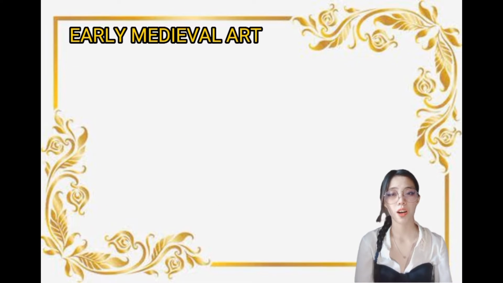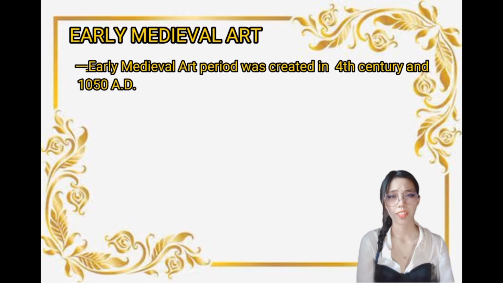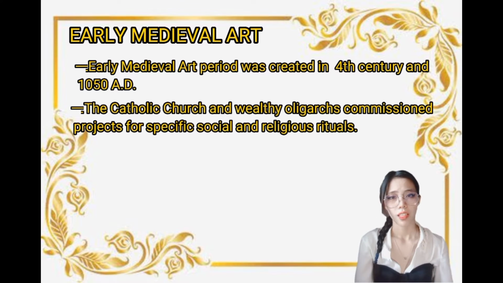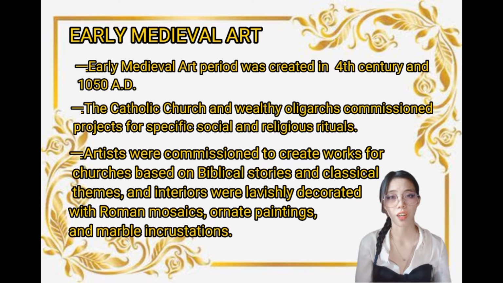So let's begin with the early medieval art. Between the 4th century and 1040 AD, art from the early medieval period was created. The Catholic Church and wealthy oligarchs commissioned projects for specific social and religious rituals during this time period. Many of the earliest examples of Christian art can still be found in the Roman city catacombs or burial crypts. Artists were commissioned to create works for churches based on biblical stories and classical themes, and interiors were lavishly decorated with Roman mosaics, ornate paintings, and marble incrustations.